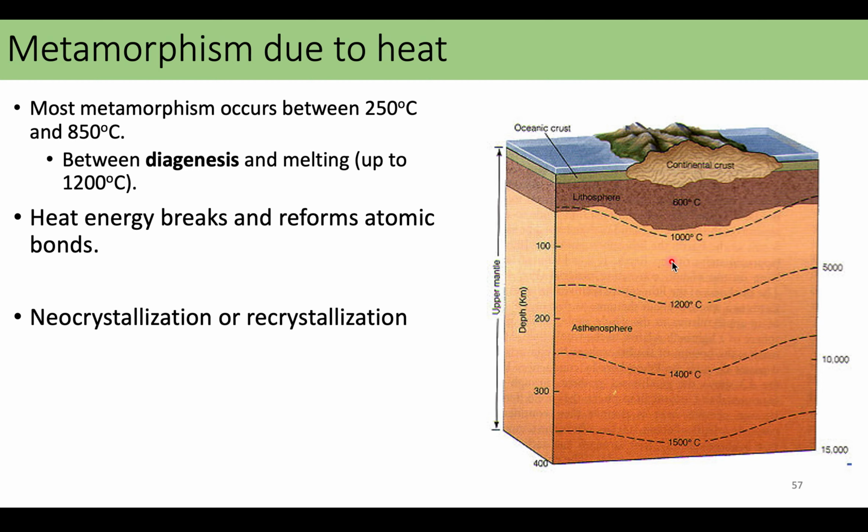Metamorphism due to heat. Metamorphism occurs generally between about 250 and 850 degrees Celsius. This is where there's enough energy from the heat to actually break and reform the atomic bonds within the protolith, within the existing rock. So here is where we would expect to have neocrystallization or recrystallization.